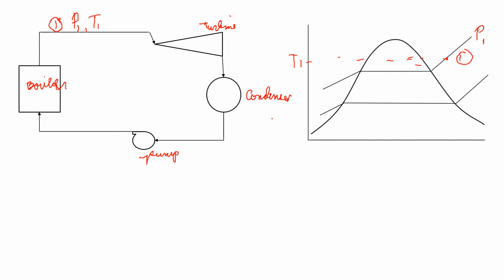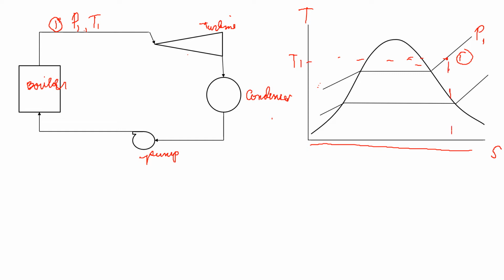So, as the steam enters the turbine, it goes through an isentropic process. And this is your TS diagram. This is your entropy line, and this is your temperature line here. So as it goes in an isentropic process, this goes at a constant entropy.